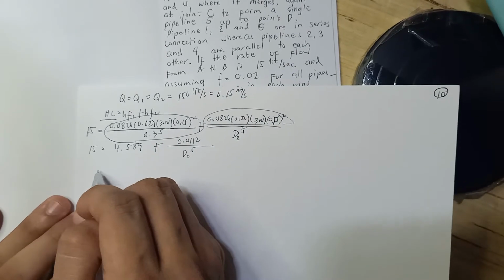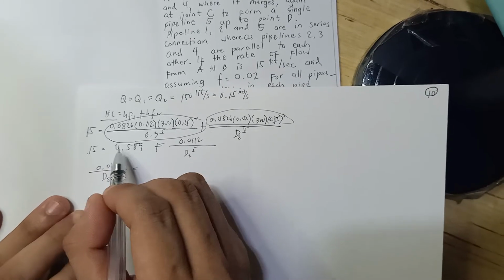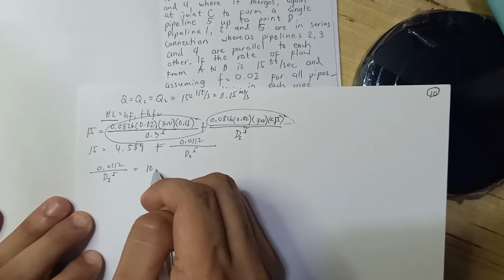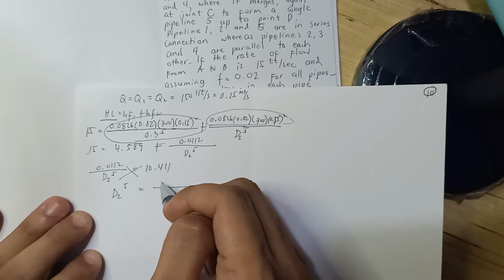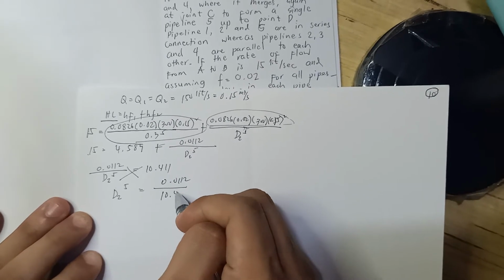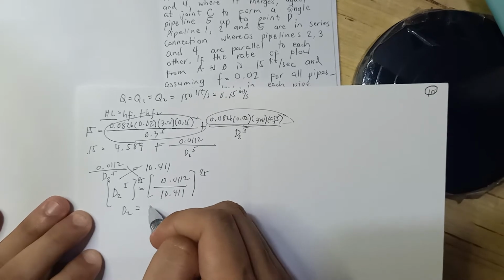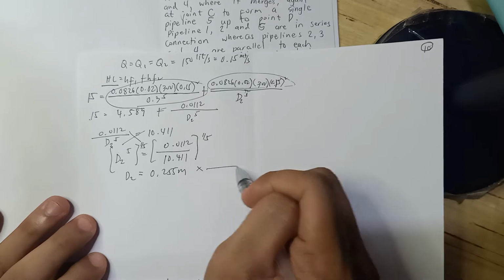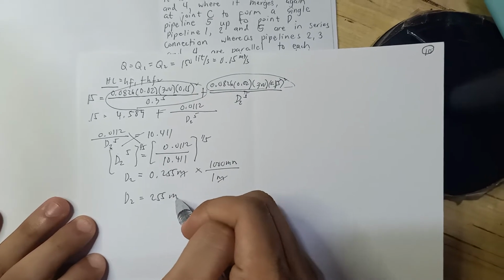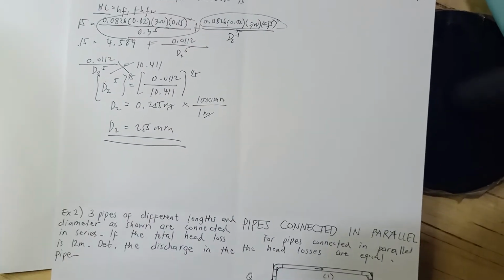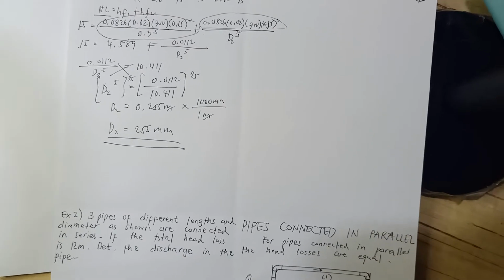Doing the math here, we arrive at 0.0112 over d sub 2 to the power 5 equals 15 minus 4.589, so it would be 10.411. Cross multiply: d sub 2 to the power 5 equals 0.0112 over 10.411. Raise that to 1/5. So d sub 2 equals 0.255 meters. Convert that into millimeters: d sub 2 equals 255 millimeters. So this is the answer, the second diameter that we are asked to find.